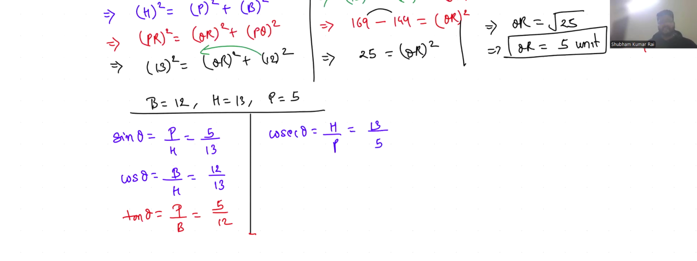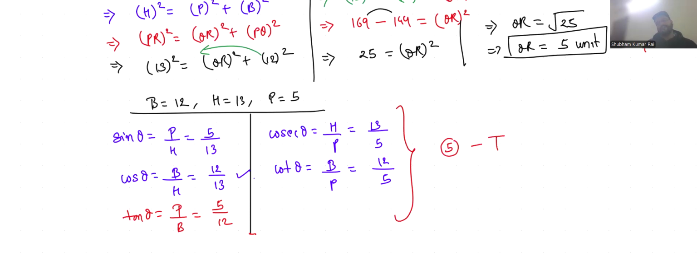Now, let us move further. And cos we have just derived, because of sec. Now we will be just taking the last, that is cot theta, reciprocal of tan. It will be base upon perpendicular. What is base? That is 12. And what is perpendicular? That is 5. So now we have calculated all other 5 trigonometric ratios. Now I hope it is very clear how we can solve the type 3 question. If one trigonometric ratio is given and we need to calculate all other 5 trigonometric ratios, right?